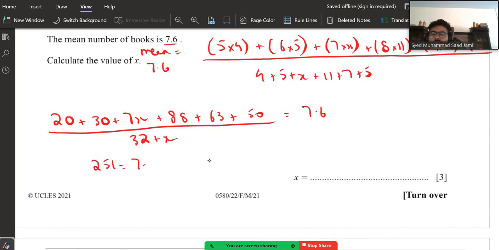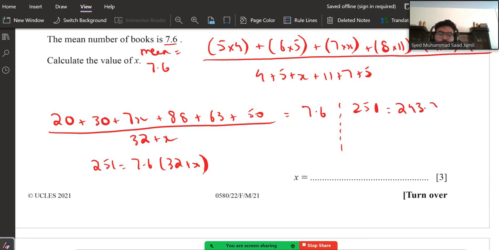251 is equal to 7.6 multiplied by 32 plus x. So 251 is equal to 243.2 plus x. x is equal to 251 minus 243.2.